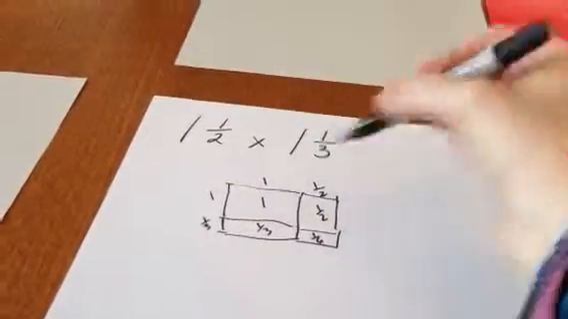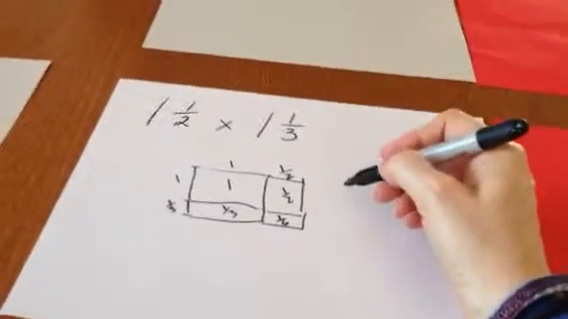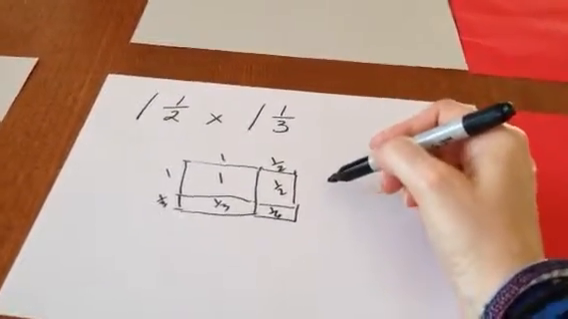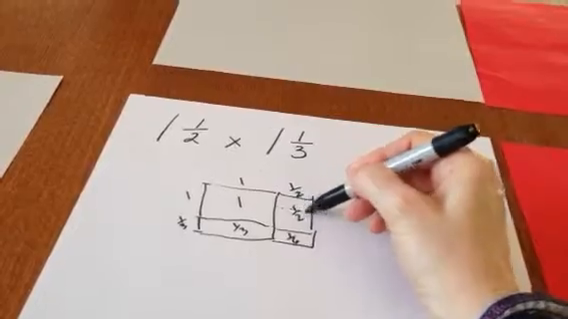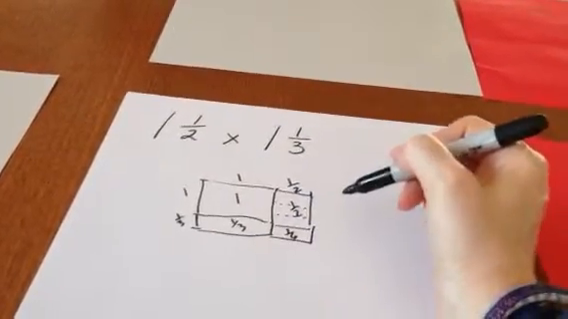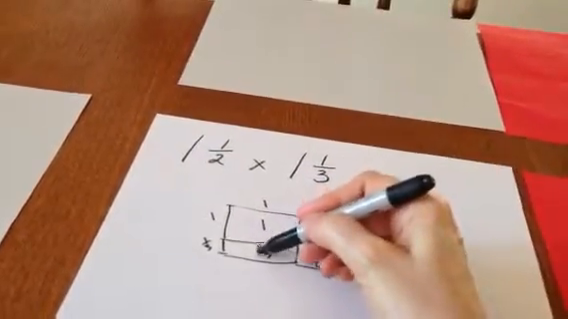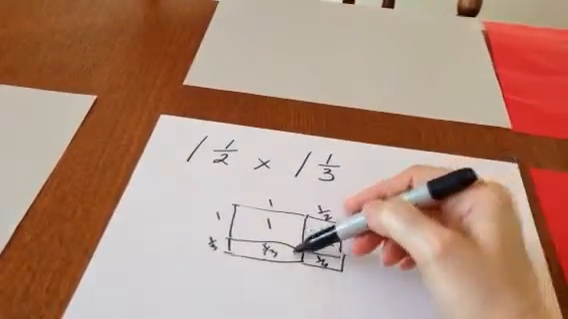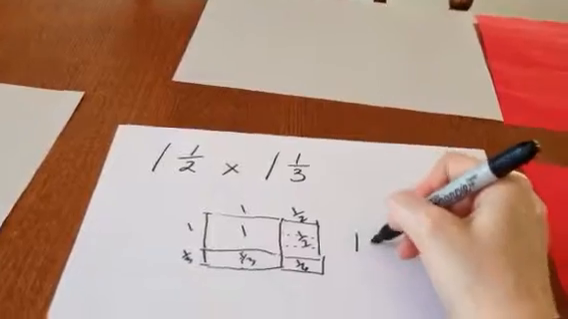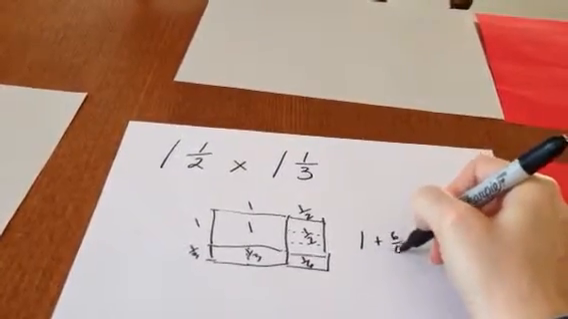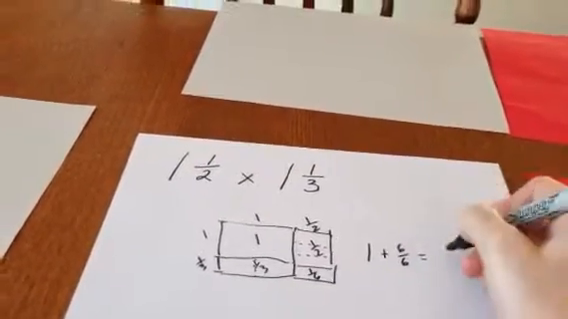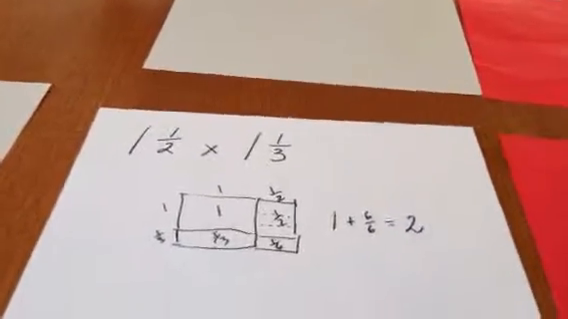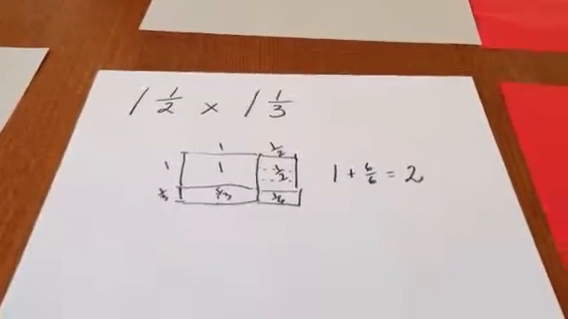So we need to figure out what that adds up to, which is going back to our addition skills. I know that 3/6 fit on top of that half, 2/6 fit on top of that third, 1, 2, 3, 4, 5, 6 sixths. 1 plus 6 sixths. I know that 6 sixths is 1. So it's a product of exactly 2.